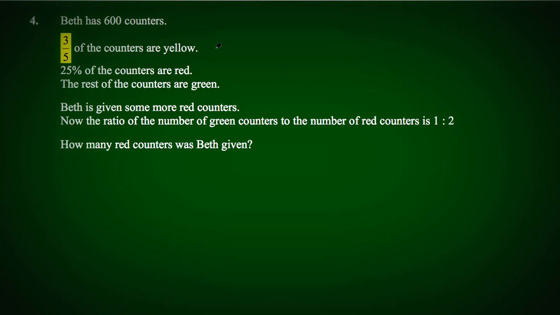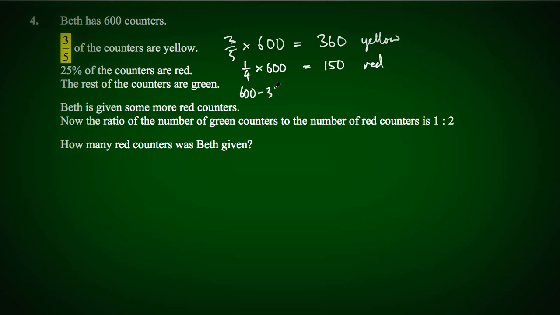So let's just work out how many there are to begin with. So 3/5 of the counters are yellow, 3/5 of 600 is 360. 25% of the counters are red, that's 1/4 of 600, which is 150. The rest of the counters are green, so that's 360 yellow, 150 red, the rest of the counters are green, so 600 minus 360 minus 150 leaves me with 90 green counters.